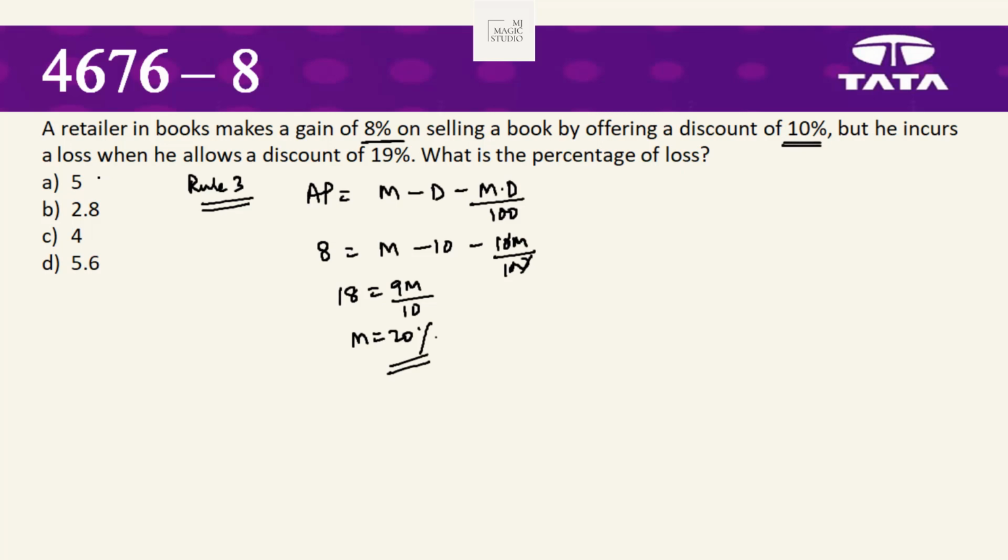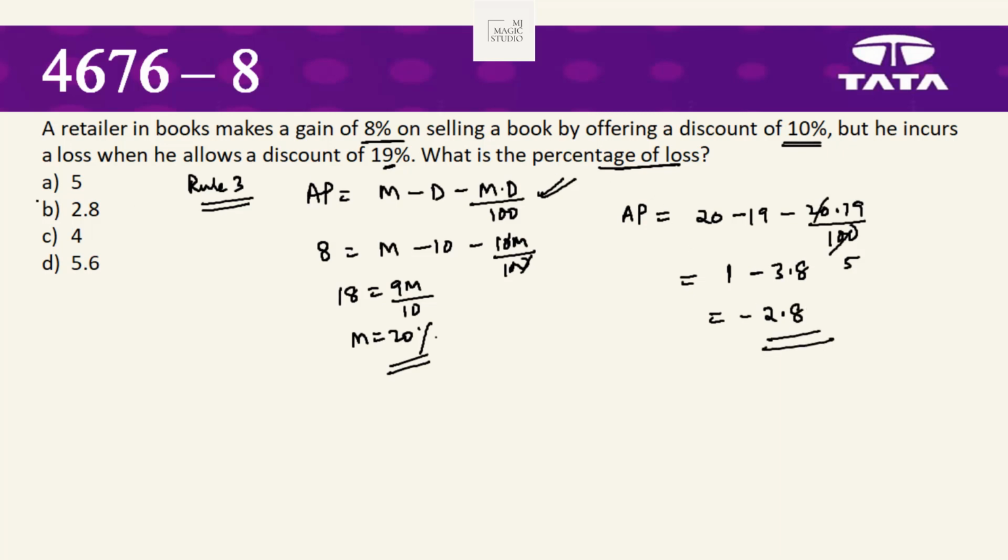Now, he incurs a loss when he allows a discount of 19%. So if he is allowing a discount of 19%, what will be his percentage of loss? Again, we will use the same concept. Actual profit or loss here would be marked up 20 minus 19 minus 20 into 19 by 100. It goes by 5. That is 1 minus 19 by 5, which is 3.8. So it is minus 2.8. Loss of 2.8%. Option B is the pick.